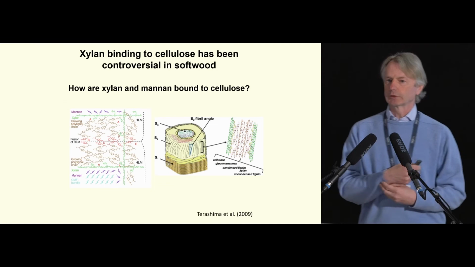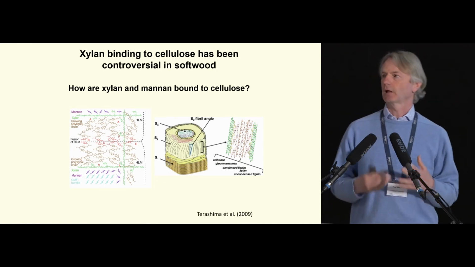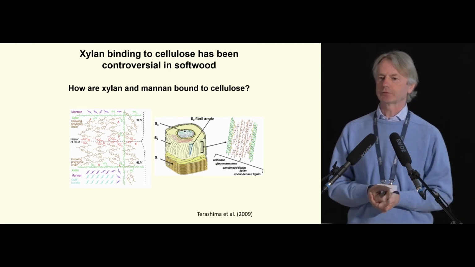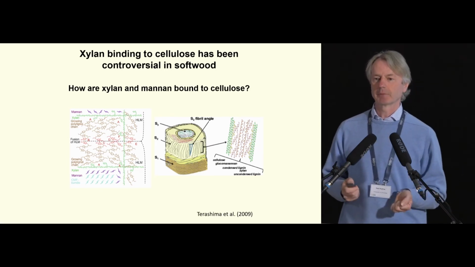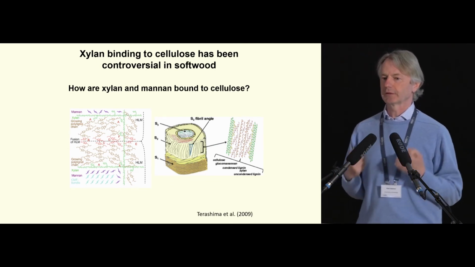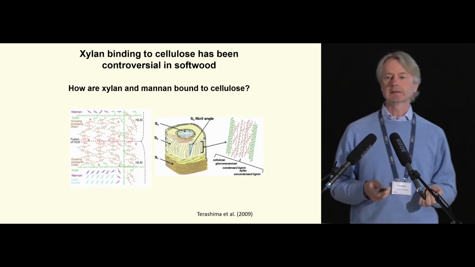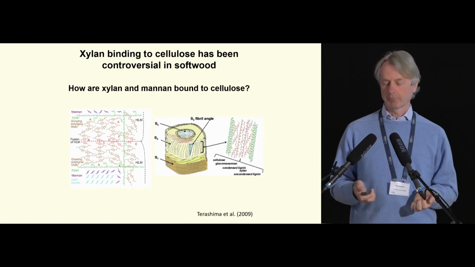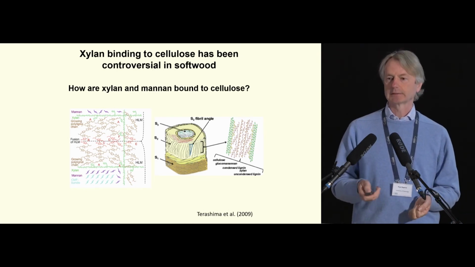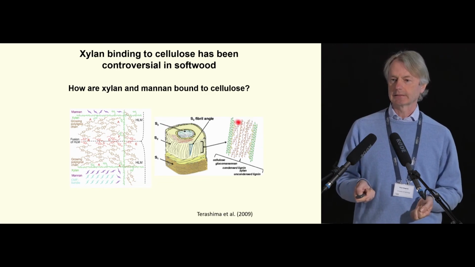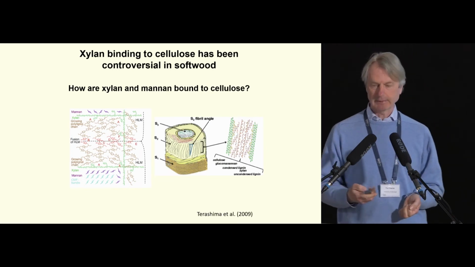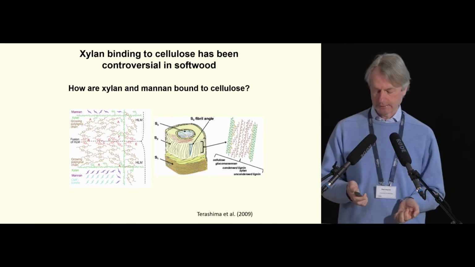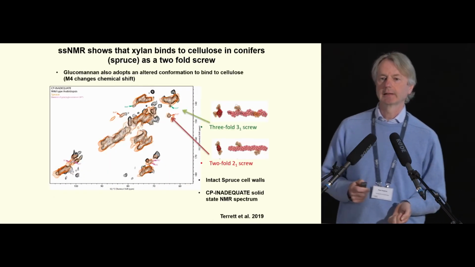Okay, so what about softwoods? So I've talked here about Arabidopsis and hardwood, that's birch. Softwood is quite different, and it has a lot of glucomannan and much less xylan, and there has been some discussion in the literature about whether the xylan has a different role in softwoods. For example, this model from Terashima et al. suggests that the xylan is between cellulose fibrils, but not close to them, and close to the fibrils is mannan and lignin. So we looked for the presence of xylan and mannan in spruce.